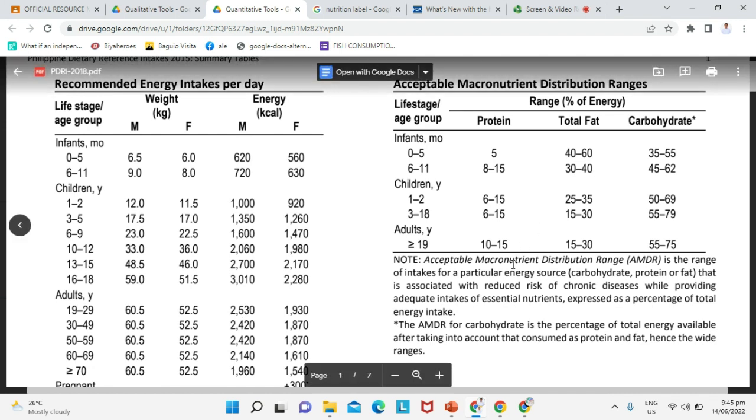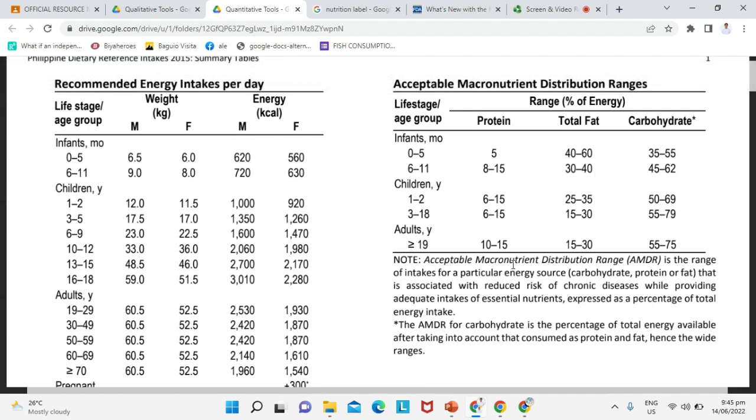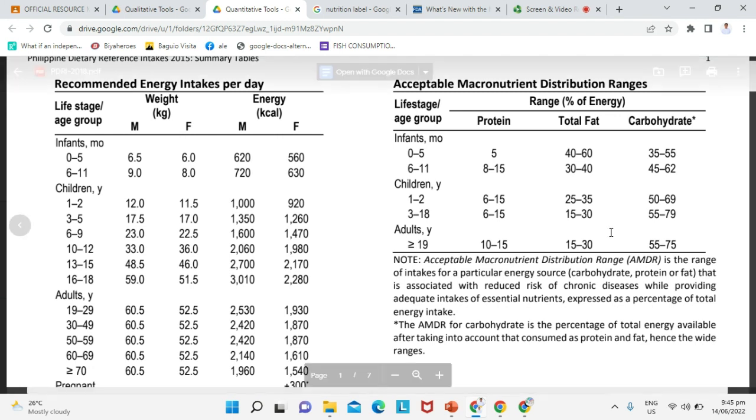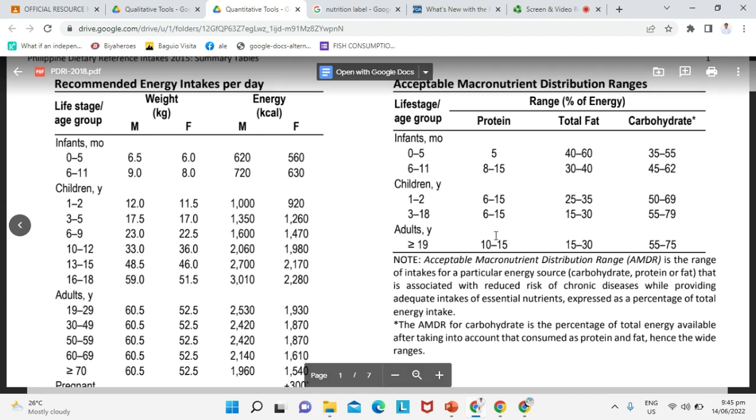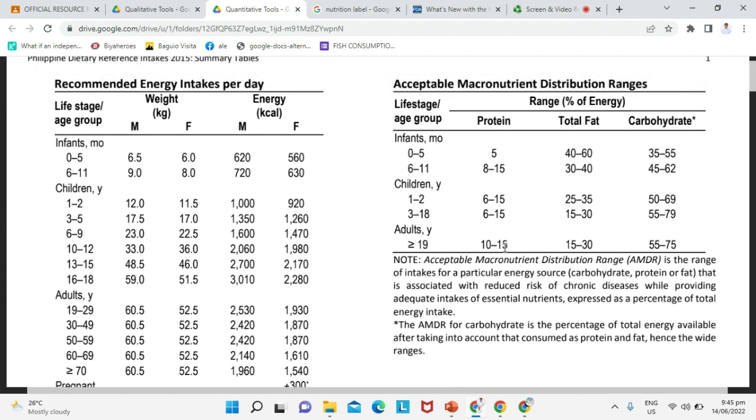So dali ra na actually, 2,530 i-times na to sa pila nga proteins, 15% man to ang ato ang gi-select. So 2,530 times 0.15. So that's 379.5 calories.